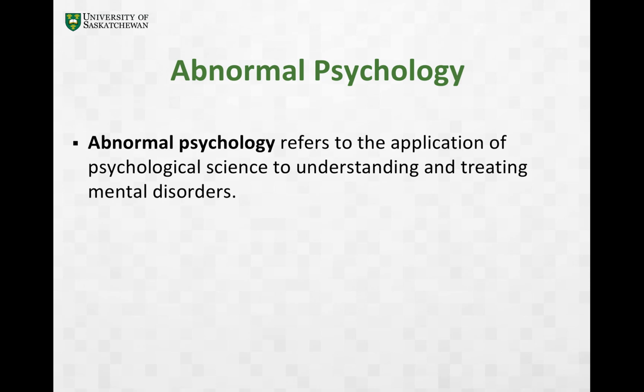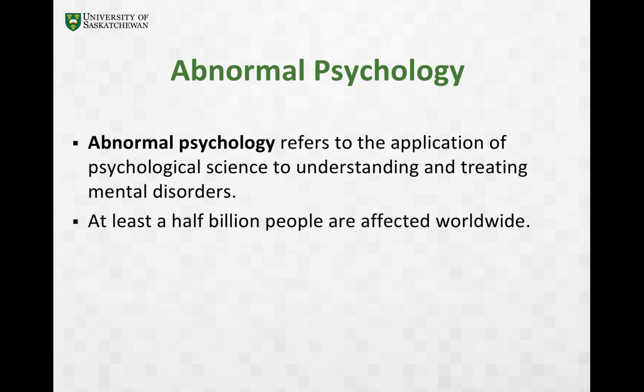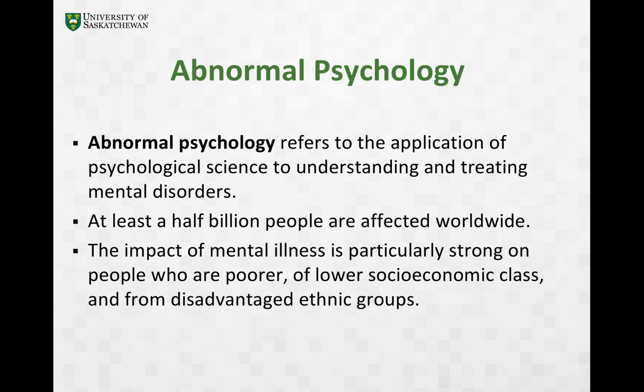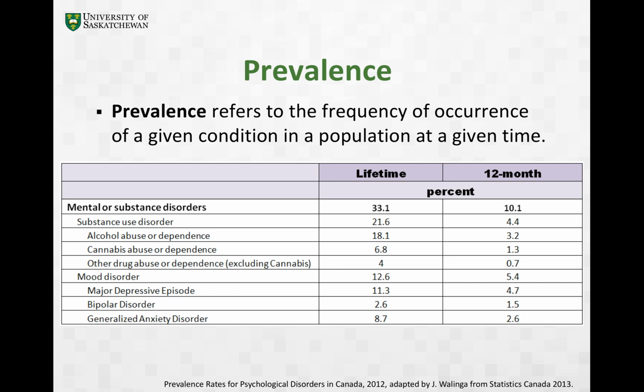So what I'm really talking about here is the branch of abnormal psychology. Abnormal psychology is the application of psychological science to understanding and treating mental disorders. At least 500 million people are affected worldwide by some type of mental disorder. The impact of mental illness is particularly strong on people who are poorer, of lower socioeconomic class, and from disadvantaged ethnic groups.